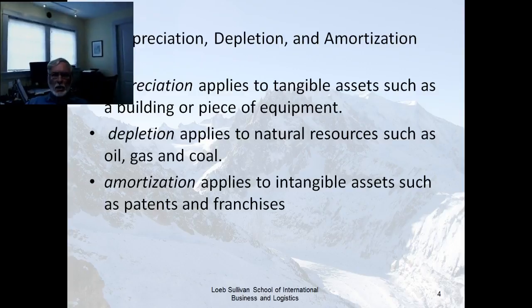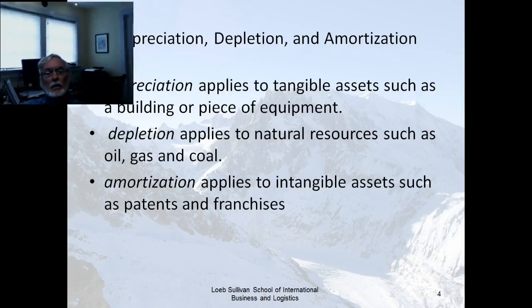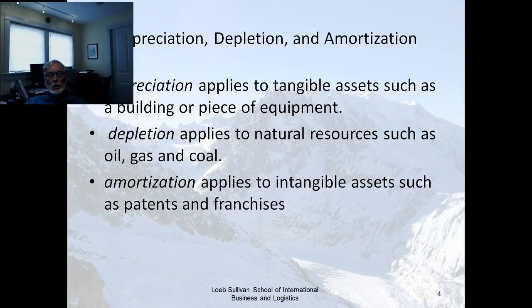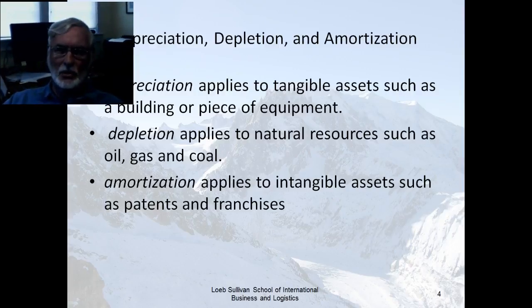Depletion is the cost allocation of natural resources. So when we own and have a cost for natural resources, they're sitting in the ground, generally speaking, and we allocate the cost of those resources over the time that they're useful. So when we pull them out of the ground, they become useful, but we own them, we've paid for them as they sit in the ground, so we have to come up with a method to allocate the cost of those natural resources over the useful life of those natural resources.